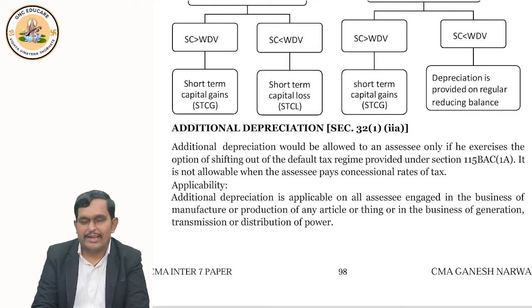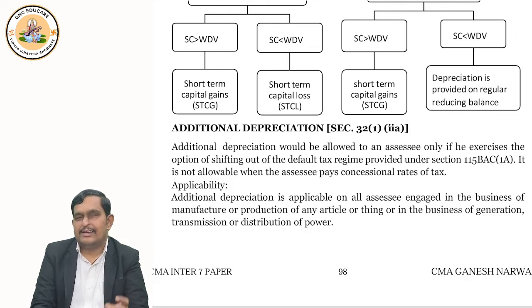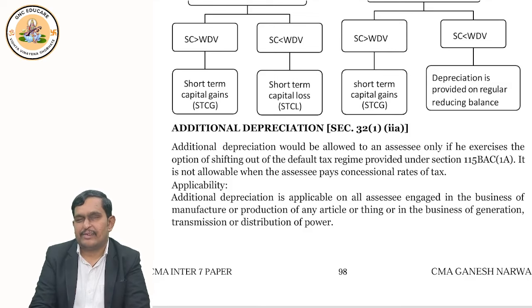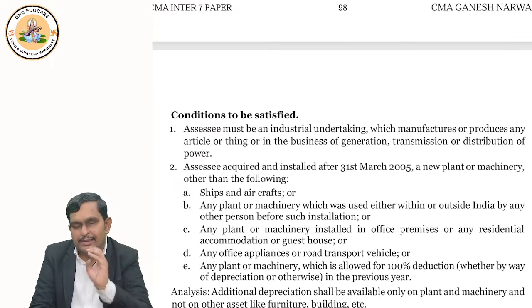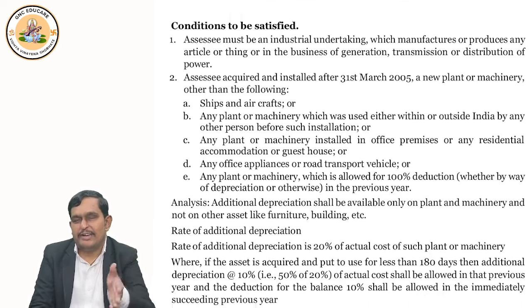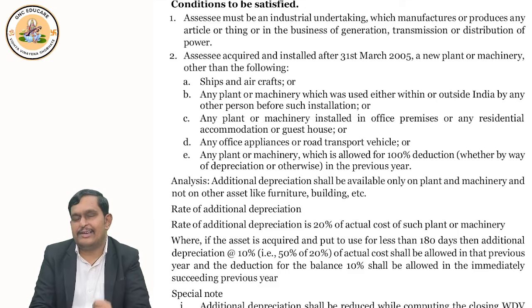Clear? Very good. Then I want to tell you that if you want to claim additional depreciation, the asset should be a new asset. If it is a second-hand asset, no additional depreciation. If the asset has already been used, whether in India or outside India, that means the asset is a second-hand asset. No additional depreciation. Okay? If the asset is used, that means second-hand, no additional depreciation.